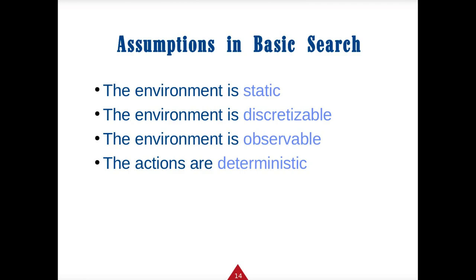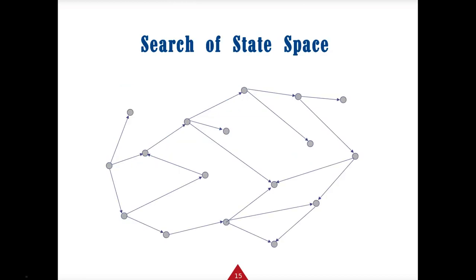The environment is discretizable, so it's finite, it's discrete. The environment is observable. We basically see all the different states, and the actions are deterministic. So there's basically an end when something's going to happen if we perform an action that is neither good nor bad. So we have this initial state space, and then all the different dots represent states, and the graph lines represent the different successor states that we can go to from each initial state.